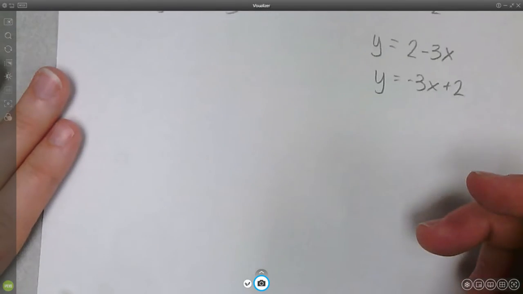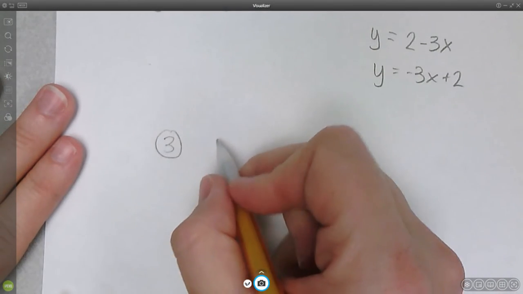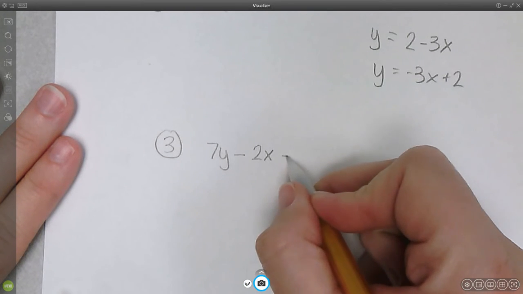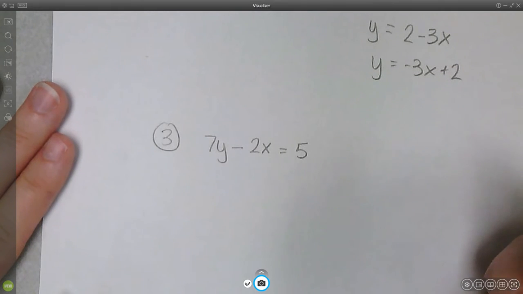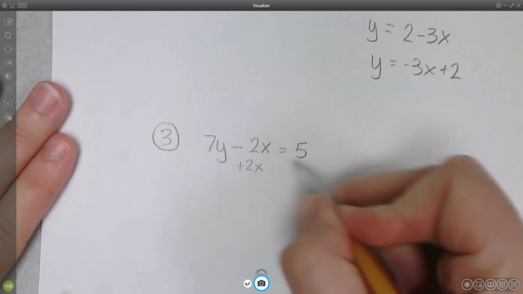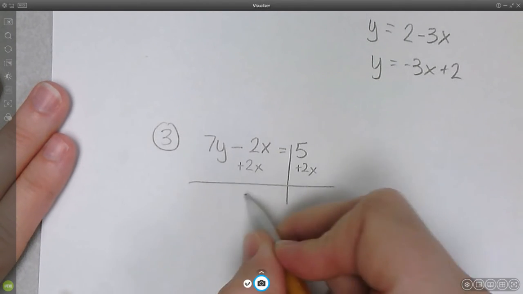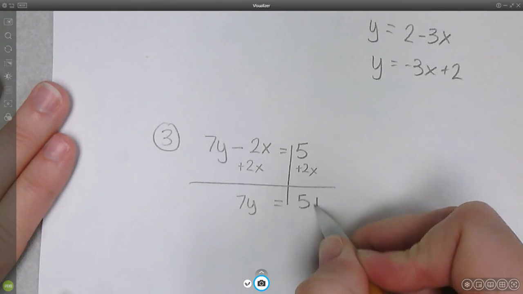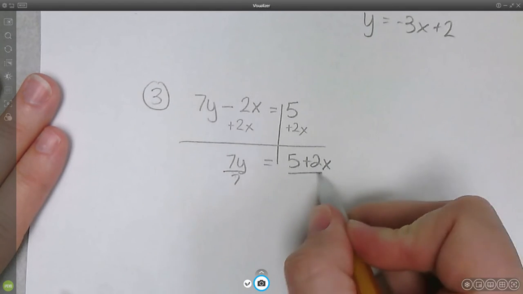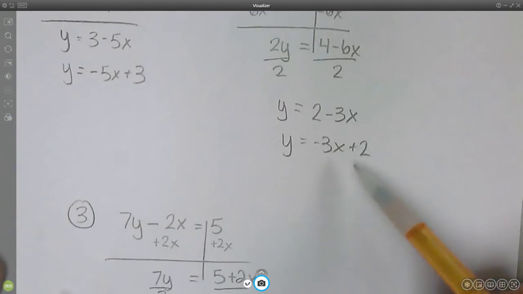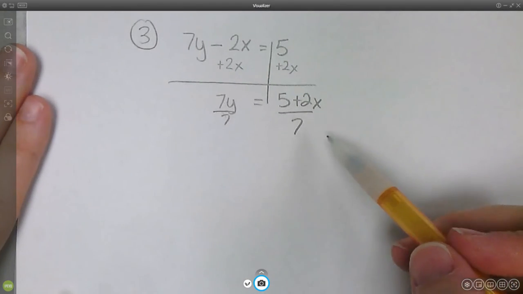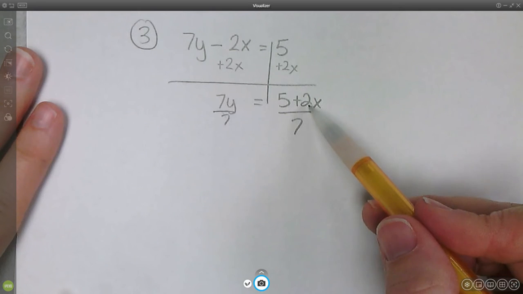So now, let's say you get one that's like 7y minus 2x equals 5. Okay, so we are trying to get y by itself. So step one, get rid of the 2x. So we're going to add 2x to both sides. So we have 7y equals 5 plus 2x. So to solve for y, we need to divide by 7. Okay, in this problem up here, everything was divisible by 2, so we didn't have a problem simplifying. But here, you have 5 over 7 and 2x over 7.